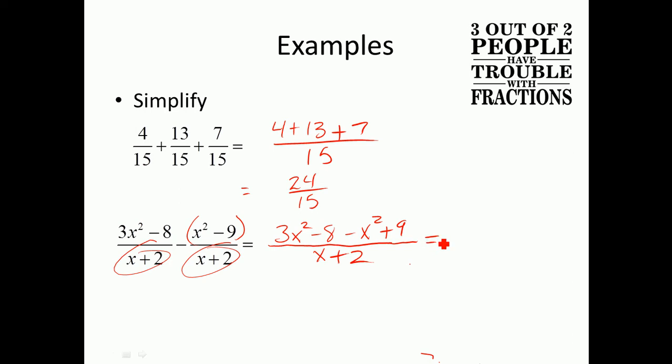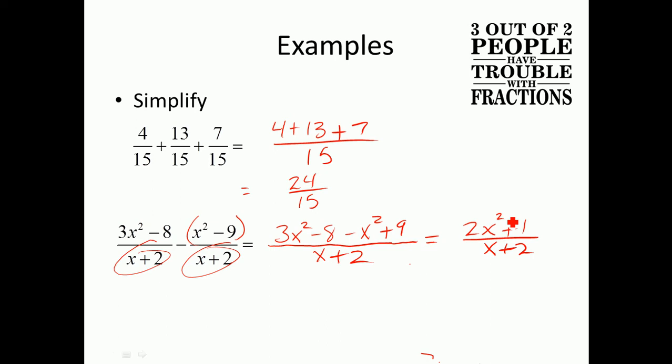So then what is all of that going to equal? Combining our terms, we get 2x squared plus 1, I believe, over x plus 2. Now, there's going to come a point in time where you're going to have to simplify these. In this case, right now, we can't simplify, but later on, we will.